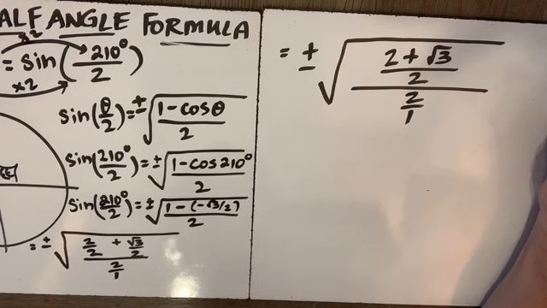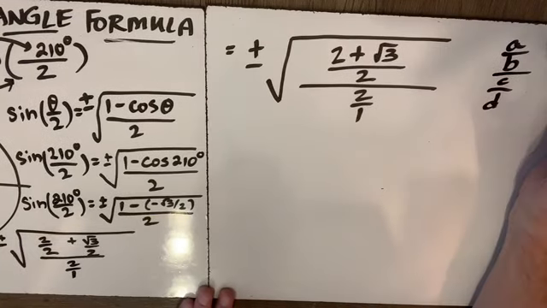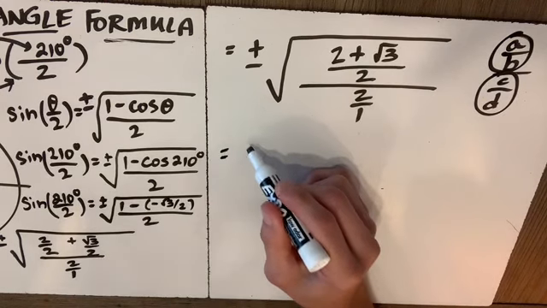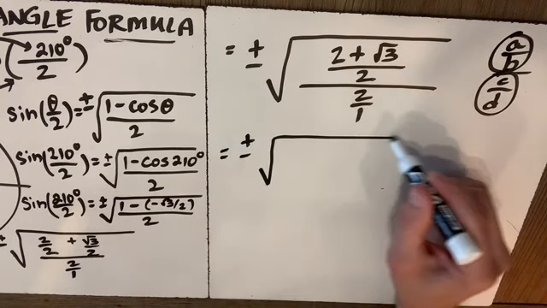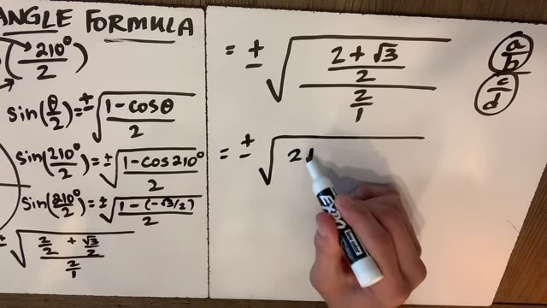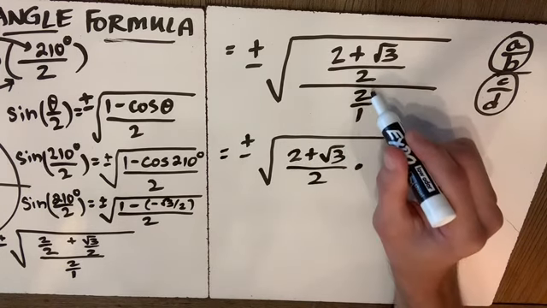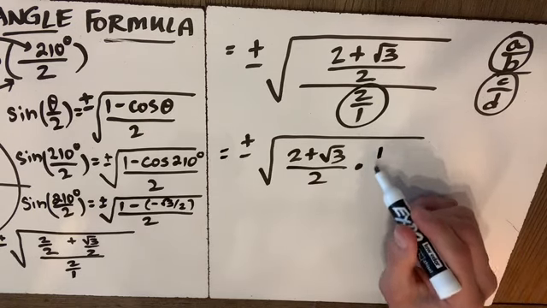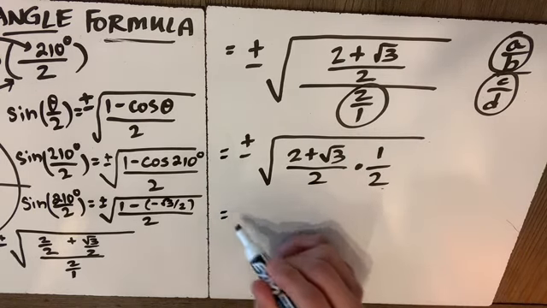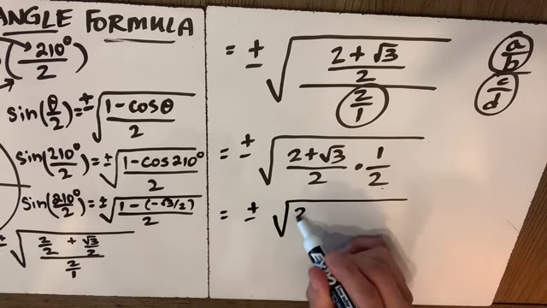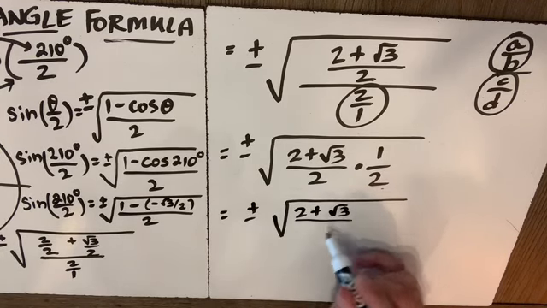So I've got a complex fraction of the form a over b over c over d, which calls for us to, look what I'm doing over here, keep this, change, and then flip. So this is equal to plus or minus the square root of 2 plus √3 over 2 times, now I'm going to flip this, 1 over 2, to give us plus or minus the square root of 2 plus √3 over 4.